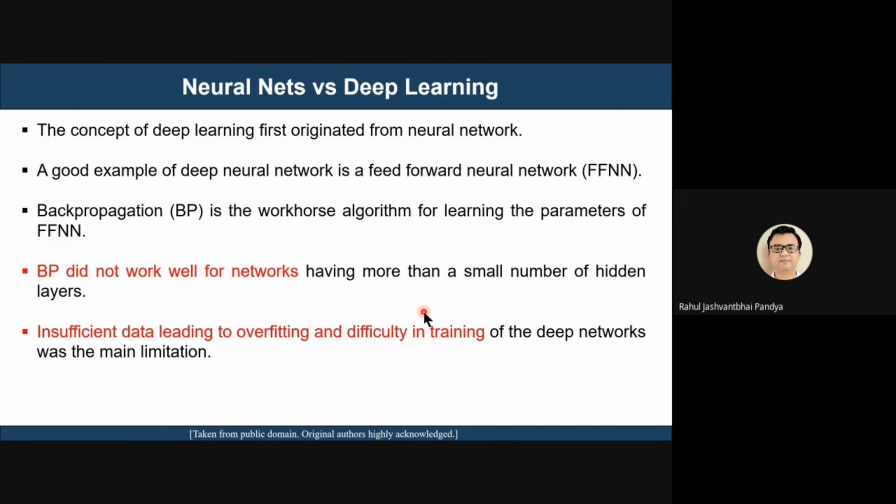What's the difference between neural network and deep learning? The concept of deep learning was first originated from the neural network. A good example of a deep neural network is the feed forward neural network that we will see. Generally, back propagation is a workhorse algorithm for learning the parameters of a feed forward neural network. Back propagation did not work well for networks having more than a smaller number of hidden layers. Sometimes insufficient data will lead us towards overfitting and difficulty in training. These are some of the difficulties with the model.